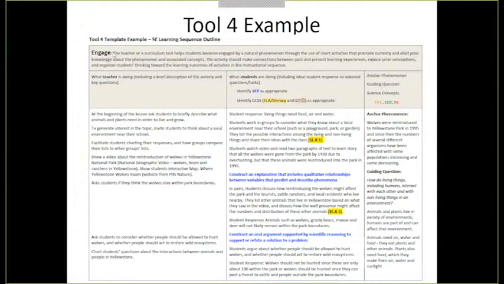But you can see that they are really focusing. They know that they need an engage lesson. They're really focusing on what the teacher is doing. Even though the students aren't scripted, the teacher knows what they're doing. It's very purposeful. They know what the teacher is doing. The teacher knows what they want the students to be doing.